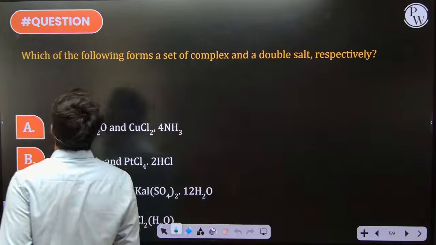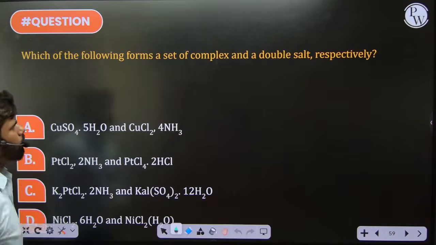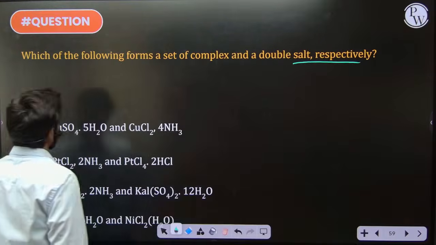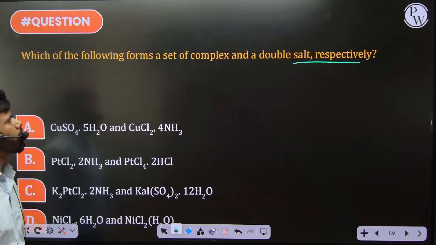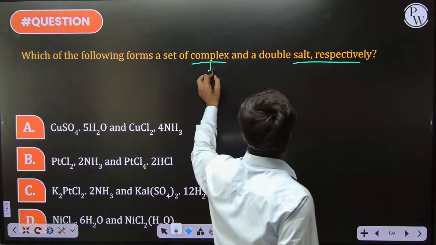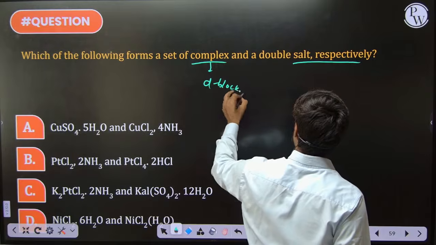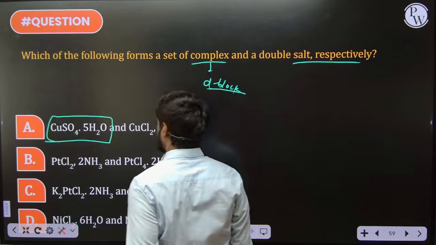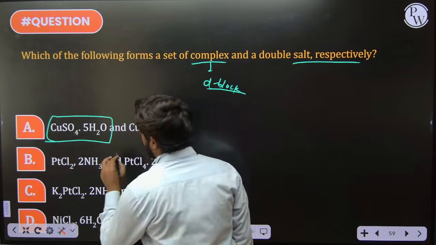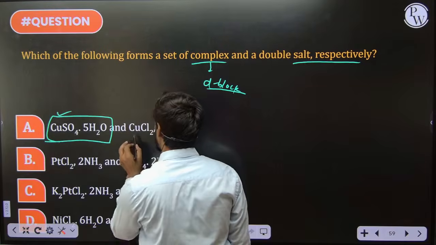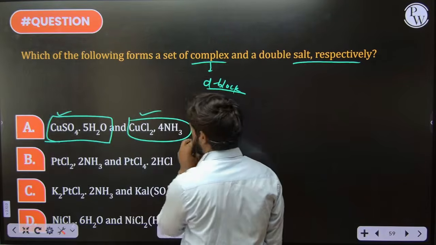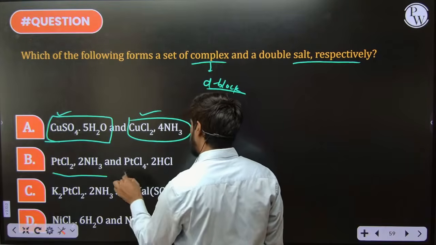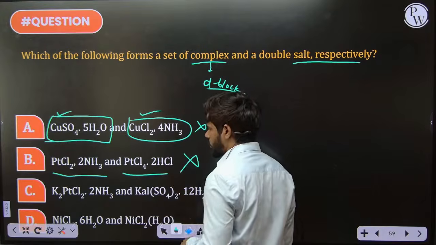Next question: which of the following forms a complex and a double salt respectively? First of all, a double salt can be formed by any type of metal, but a complex is mainly formed by d-block elements. So first, CuSO4·5H2O can form a complex, and this also can form a complex, so this is not a correct option. Next, platinum can form a complex, and this can also form a complex. This is not our answer.